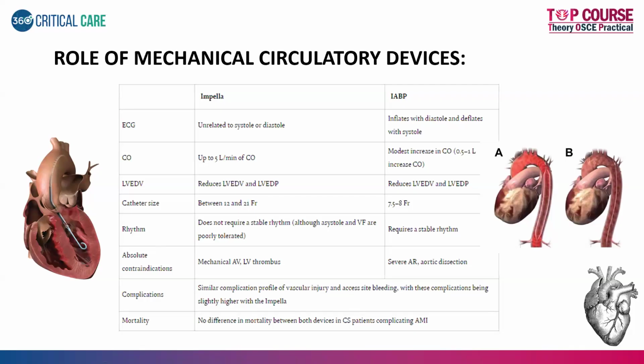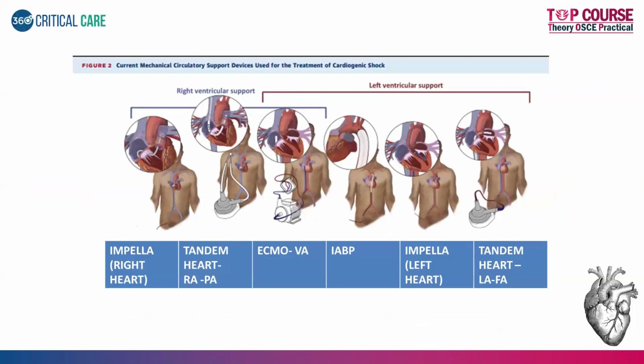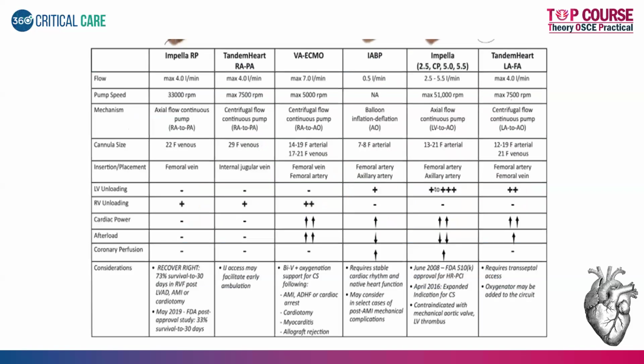So I was mentioning to you, right, there are a lot of mechanical circulatory devices for right heart and left heart: right heart Impella, left heart Impella, IABP, veno-arterial ECMO, and tandem heart. Again, in tandem heart, you have the right atrium to pulmonary circulation and the left atrium to femoral, so this is for right-sided as well as left-sided circulation. These are the characteristics of all these mechanical circulatory devices. I do not want to go into detail about this because it's quite laborious and I wouldn't see any benefit, but I would like you to understand a few things.